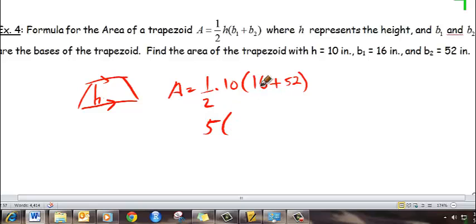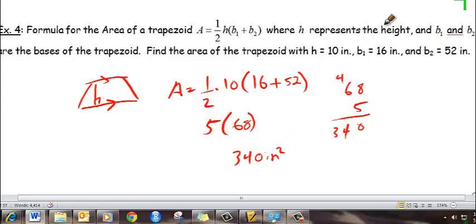So it's going to be 5 times, what would we get, 78? Nope, 68, sorry. And so 5 times 68, if you don't have your calculator handy, then you just kind of do old school multiplication. So 4 times 5 is 20, 30, and 4 is 34. So we get 340. And if we're looking for units, areas always are units squared, so inches squared.